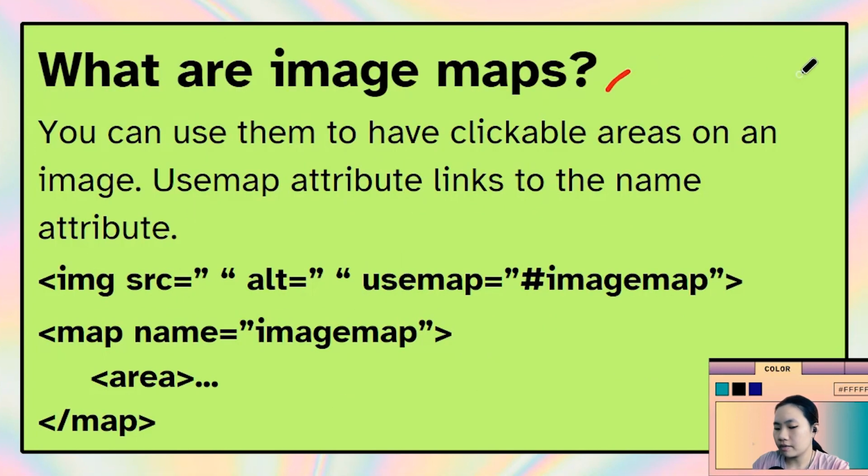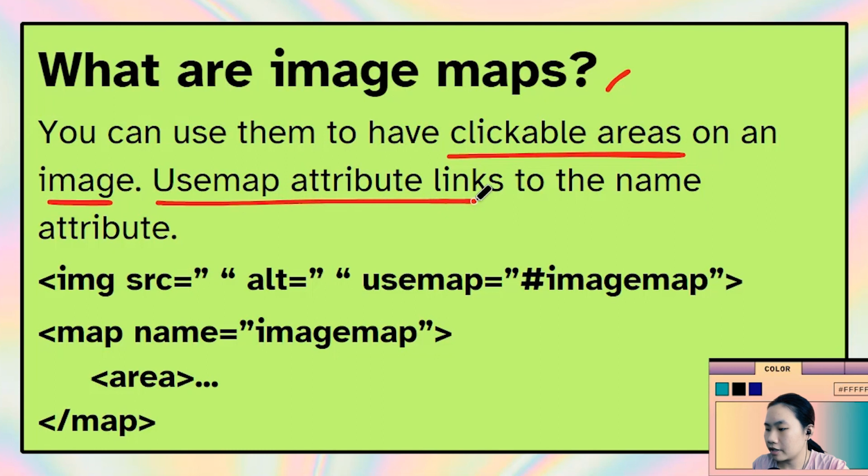If you have an image and you don't want the whole thing to be one link, let's say you have an image of a cup of coffee and a cake. You want the coffee to be clickable to one link and the cake to another link. You can use image maps to define two separate areas, and each area has its own href. You can use them to have clickable areas on an image.